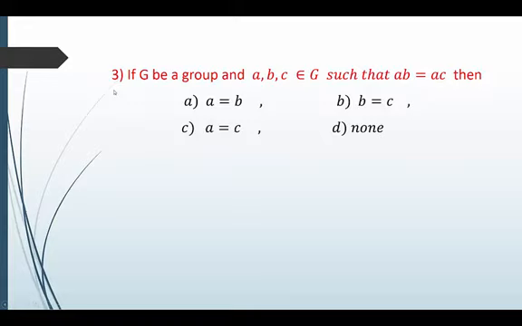Third one, if G is a group and a, b, c belong to G such that ab equal to ac, then now a cancel. By using left cancellation law we get b equal to c. Answer is B option, b equal to c by left cancellation law.